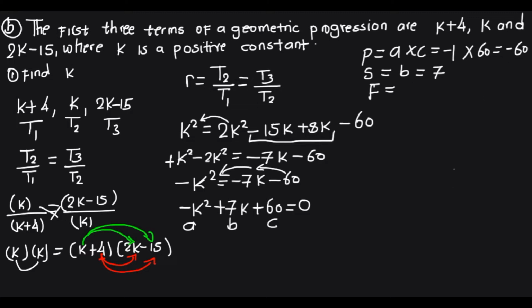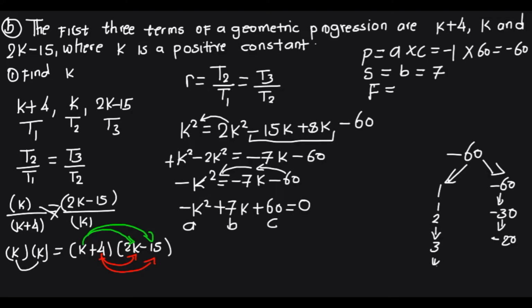So let's try some numbers. We can check 1 times negative 60, which is negative 60. We know that 1 times negative 60 is negative 60, but if we add, we can't get 7. Let's try 2. 2 times negative 30 is negative 60, so if we add, we can't form 7. So let's try 3. 3 times negative 20 is negative 60. If we add, this cannot work.